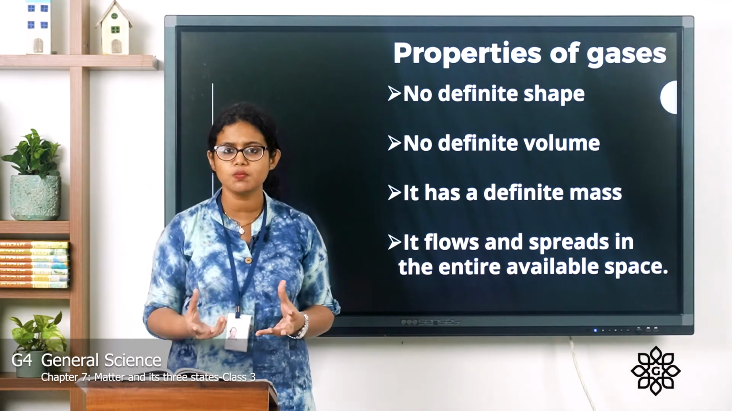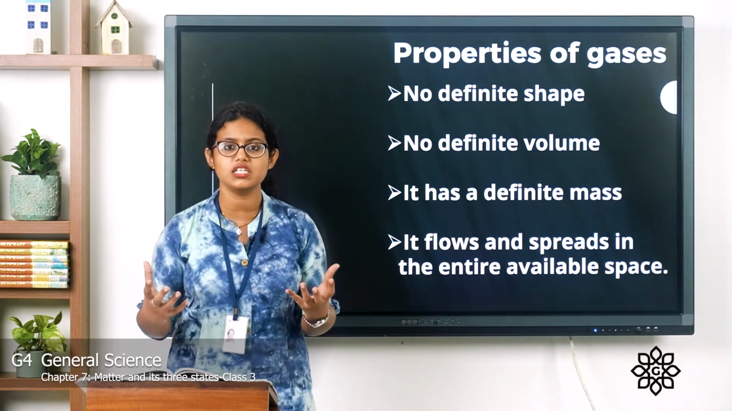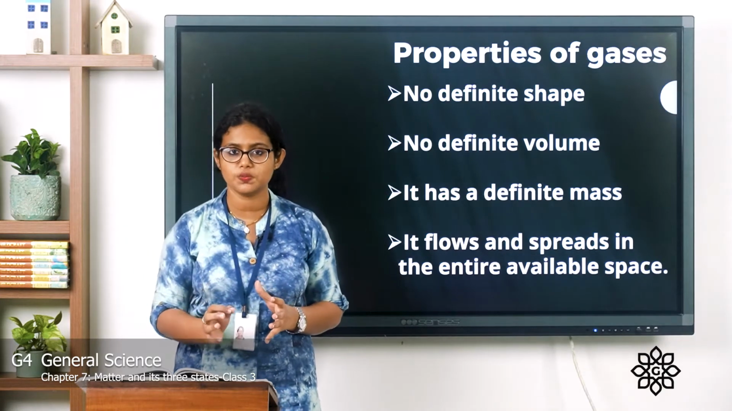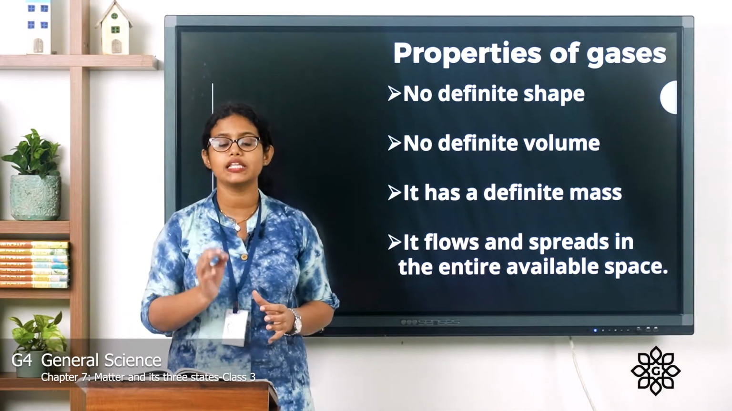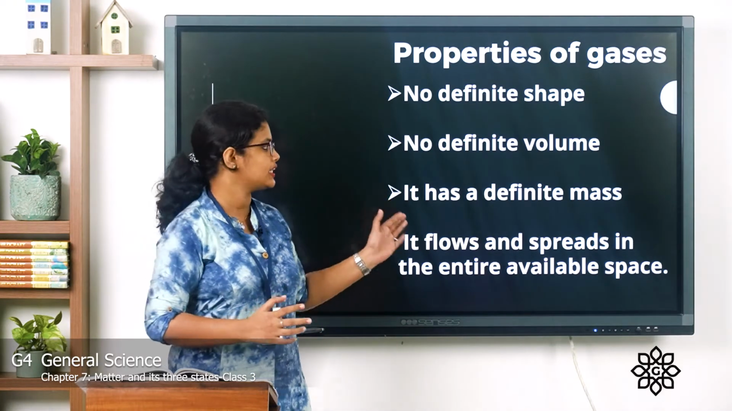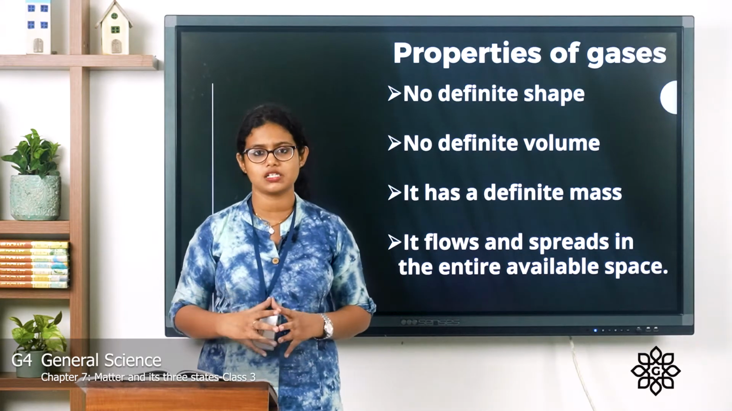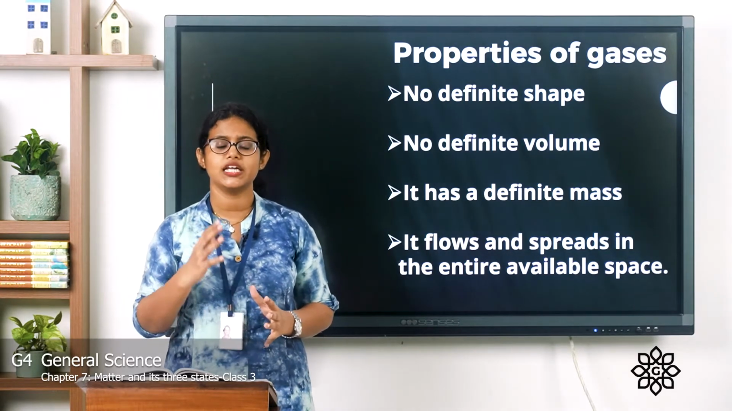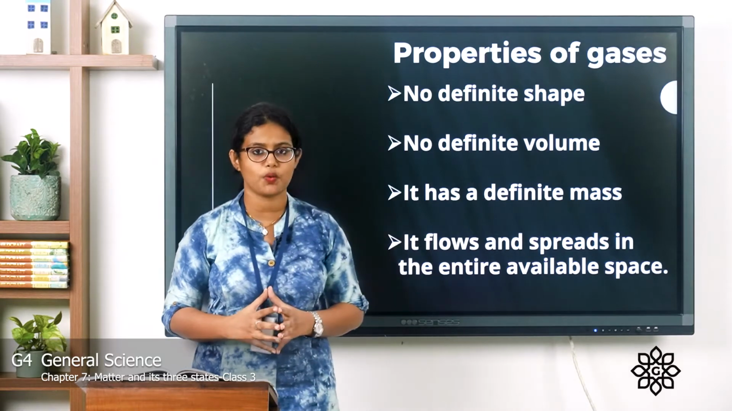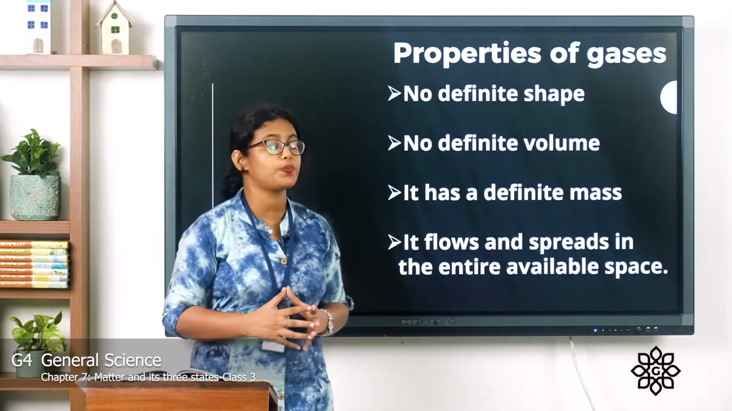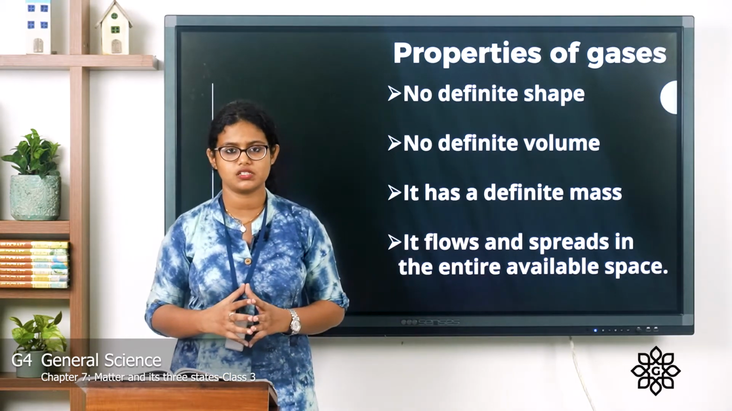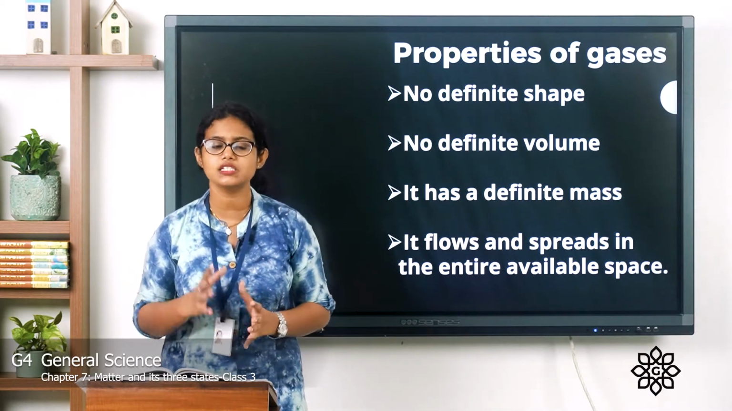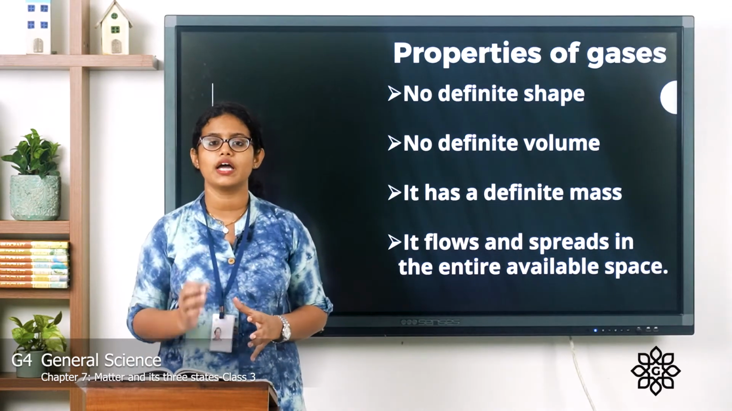When you fill air in a small bottle and you open that lid, you can see it occupies the entire space, or the air spreads in the entire available space, which means it doesn't have a definite volume. Its volume changes. What is the next property? The next property is it has a definite mass. Like solids and liquids, gases also have a definite mass. It also has a weight. What about the next property? The next property is it flows and spreads in the entire available space. It fills up any space that it gets. So these are the properties of gases.